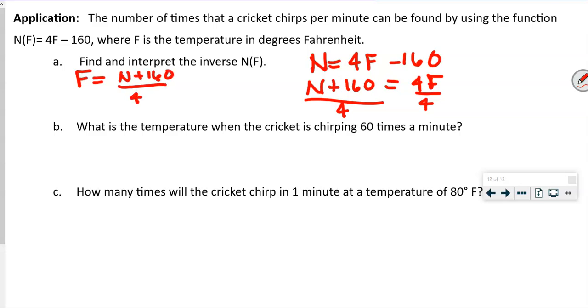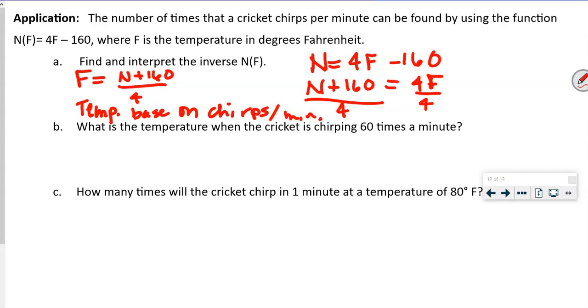All right, now, what does this mean? So originally we had the chirps based on the temperature, right? Now we have the temperature. This is now the temperature based on the chirps per minute. That's what it is.